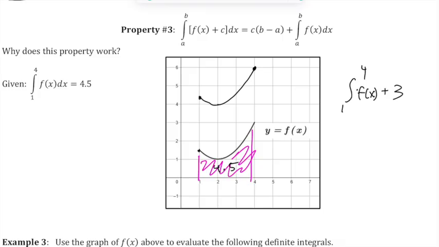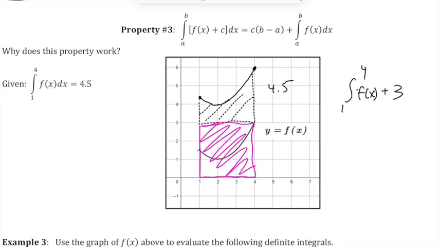Now, we know, again, that the area here is 4.5, just like it was down here. So we're basically taking all of this, and then we're moving it up 3 units. Now, if you ignore this bottom part, notice how I have another rectangle here. So when I moved it up 3, I added this area. Now, what is the area of this rectangle? This area is going to be 12 units.